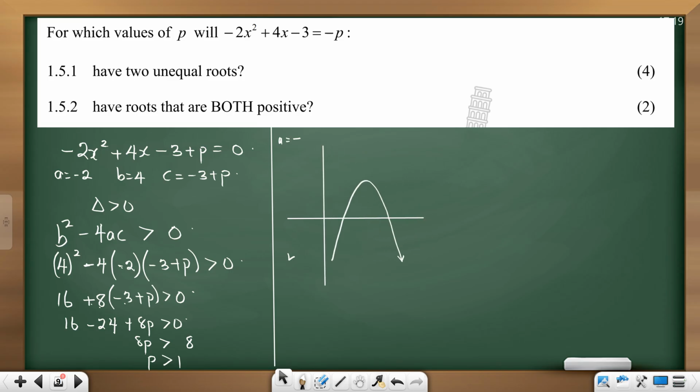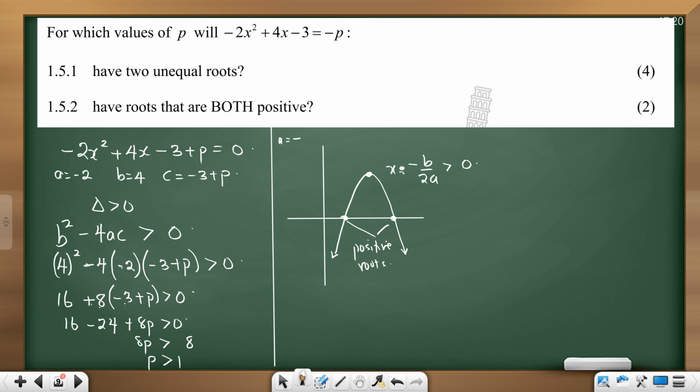When I sketch this graph, I want it to be like this. Roots, x1 and x2, positive roots. I want those to be what? Positive. Now, how do we manipulate this? Let me use my turning point to tell you, if I want this, what do you notice? Look at my turning point. My turning point is positive, right? Minus b over 2a must be greater than 0.